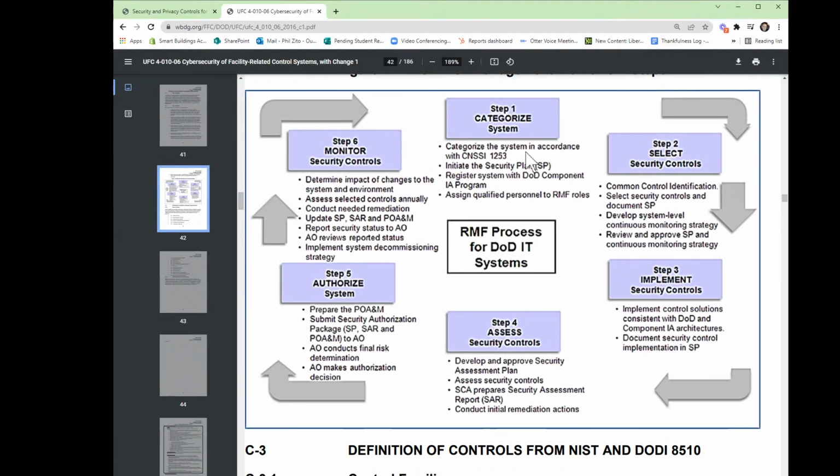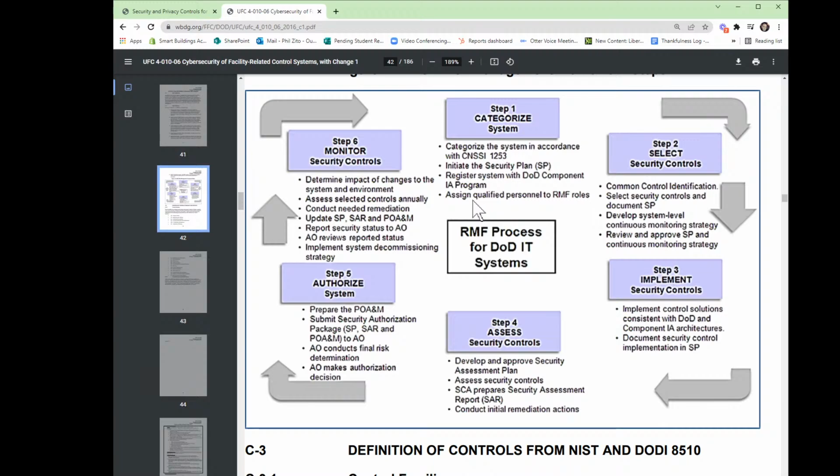If we look at RMF, RMF is the risk management framework. And RMF is a 6-step process where first we categorize the system. Now, I'm not going to dive into how we categorize the system, but we categorize the system. And based on the system categorization, we have low, medium, high.